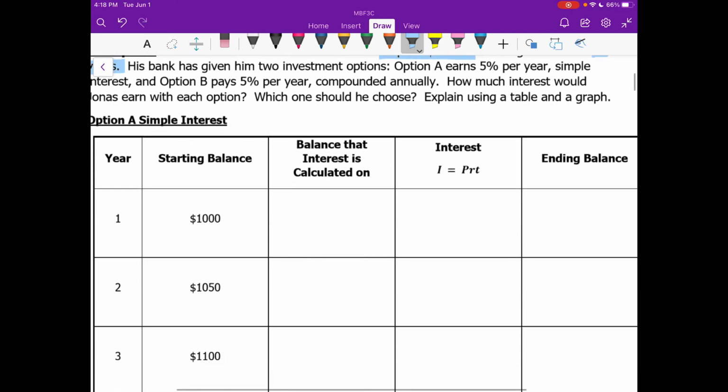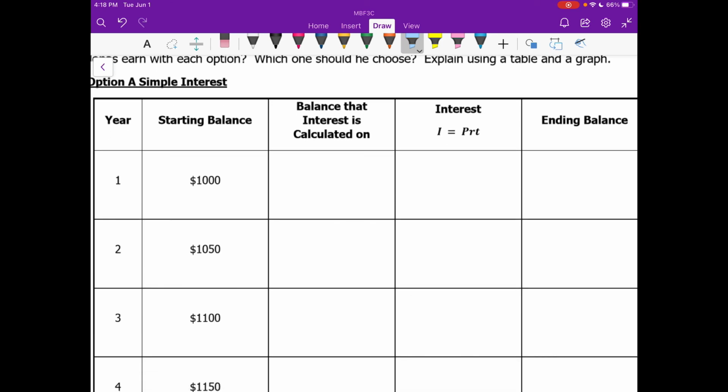So let's start off with our simple interest right here. This is stuff we just did yesterday. So I'm just going to go back and we're going to go over how to do simple interest calculations. And this is super easy stuff. This is just from yesterday. Nothing new here.